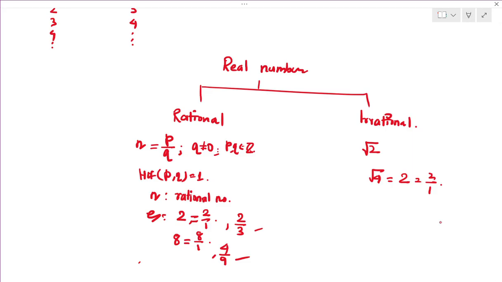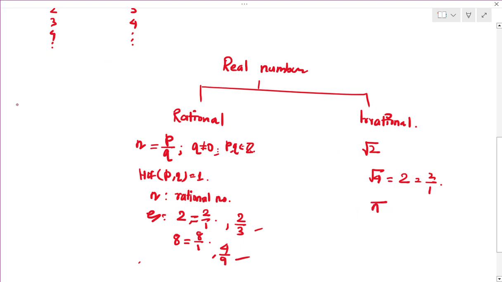Likewise, root 3, root 5, root 6, root 8, root 9. Root 9 is a rational number again, because root 9 is nothing but 3. Root 10, root 11, and so on. That means those which cannot be written in the form of p by q are known as irrational numbers, and those which can be written in the form of p by q are known as rational numbers. Fine. Pi, in some special case, pi is an irrational number.